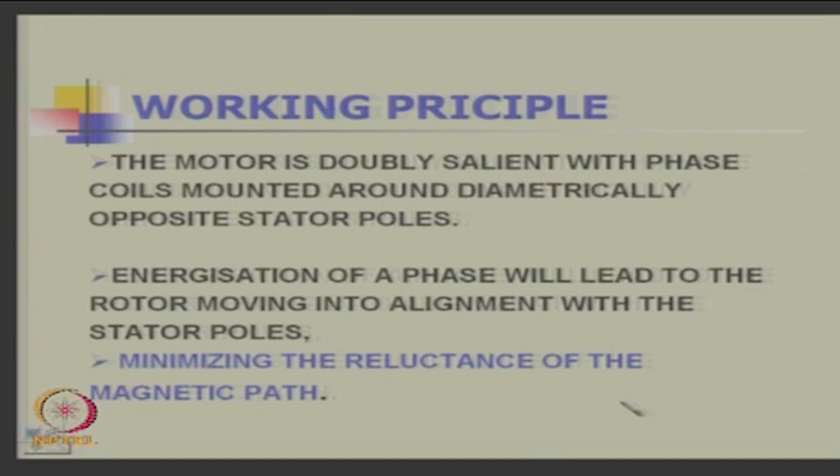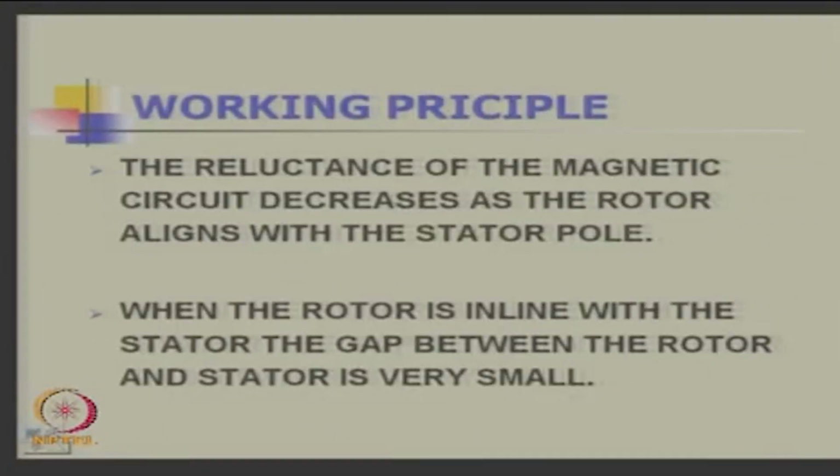Now, the motor is doubly salient with phase coils mounted around diametrically opposite stator poles, it is again repeat. Energization of a phase will lead to the rotor moving into alignment with the stator poles. What is the principle? You minimize the reluctance of the magnetic path, that is the principle. Now, we have already seen the reluctance of the circuit decreases as the rotor aligns with the stator pole.